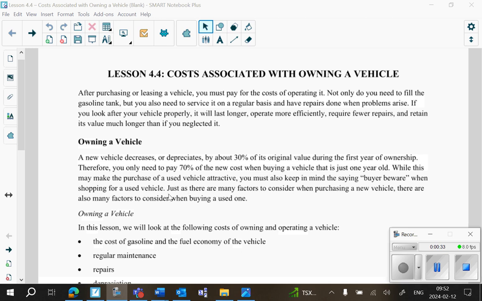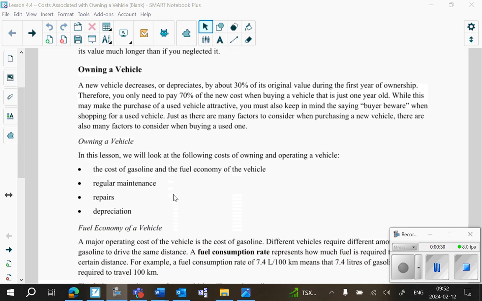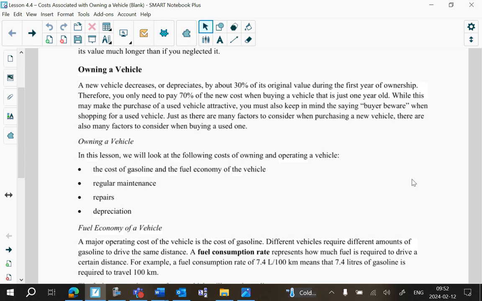Now that we've taken care of all that, we're just going to talk about a couple of things in terms of maintaining a vehicle once you have it. So now you've got the vehicle. This lesson, we're going to talk about fuel economy of the vehicle. We're going to talk about maintenance of the vehicle, as well as depreciation of the vehicle. And then in the last lesson of the unit, we'll talk about insuring the vehicle, which was very similar to when we talked about house financing, insuring your home.